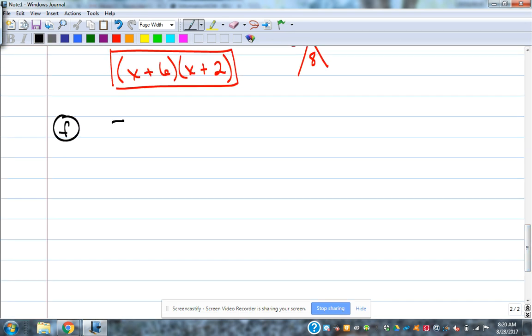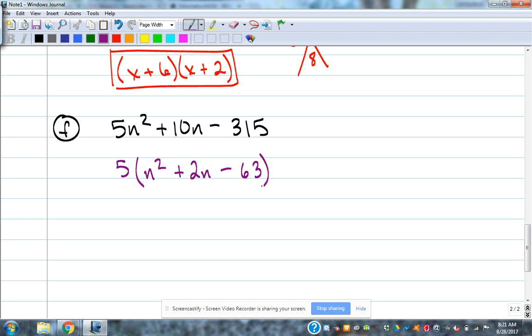All right. Do another. 5n squared plus 10n minus 315. What do we got on this? GCF of 5, so we're going to pull that out first. So divide everybody by 5, put the 5 out in front. So it's going to be n squared plus 2n minus 63. Now, once we get the GCF out, it's just hanging out. It's just going to ride along till something happens.